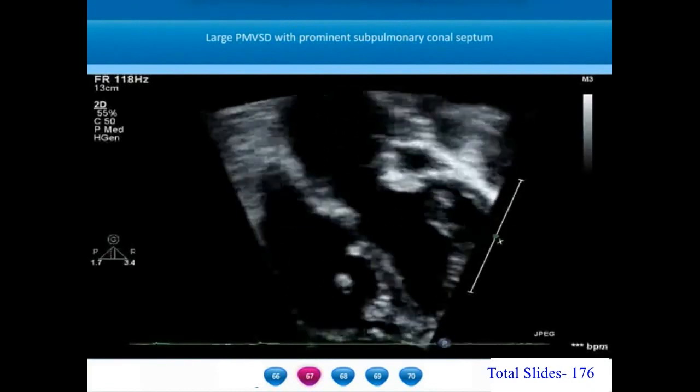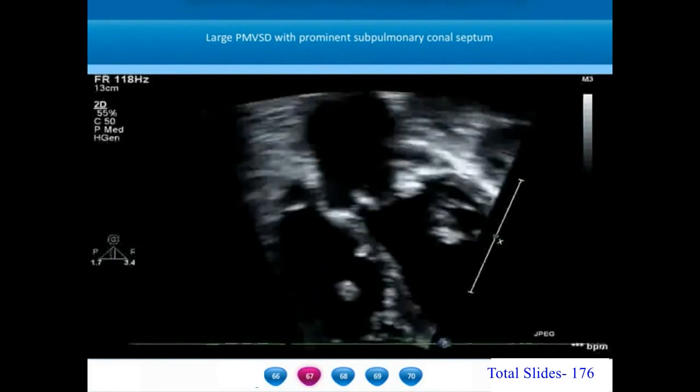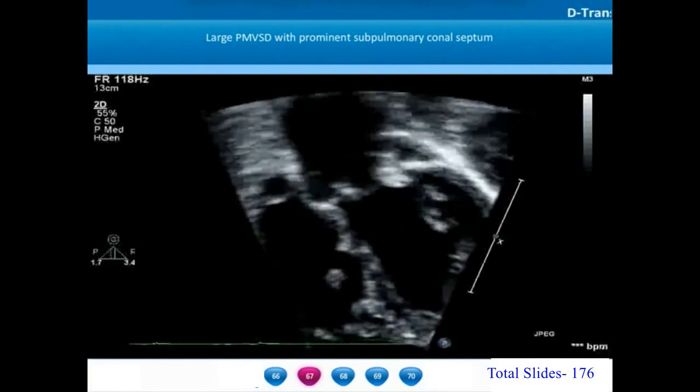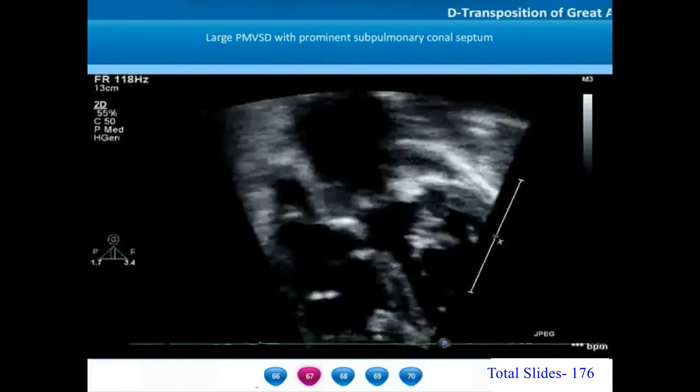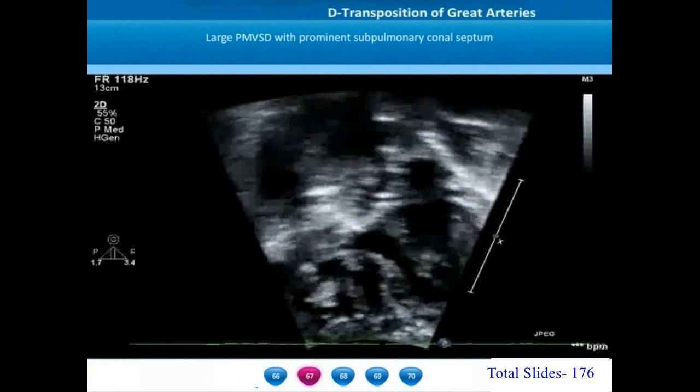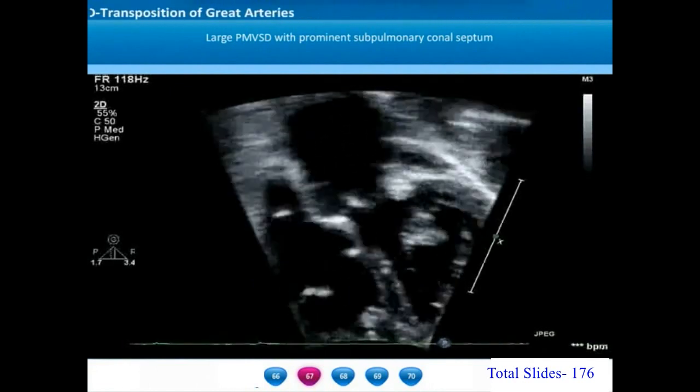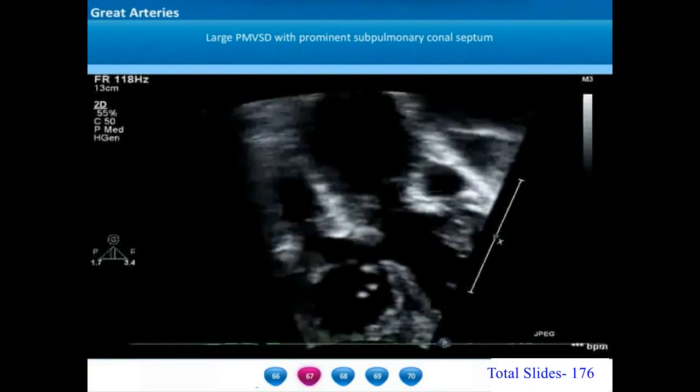Very often, a large perimembranous ventricular septal defect in a transposition of great arteries will be abutting the pulmonary annulus. However, in some patients, there can be a small region of conal septum that is separating off the ventricular septal defect margins from the pulmonary annulus.